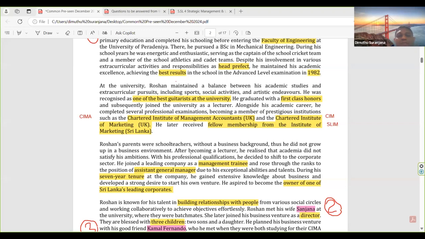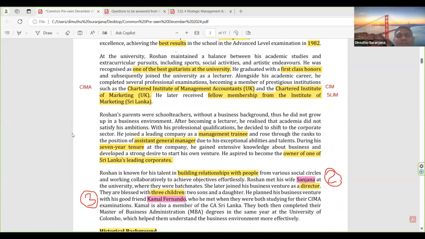Right. So he has three qualifications. First class honors. That means he has performed really well. So he was involved in some extracurricular activities also. So nothing big on these two parts.